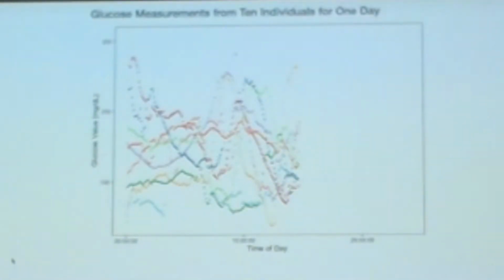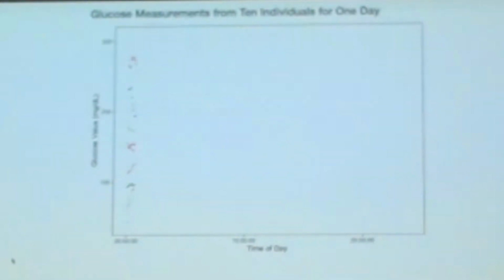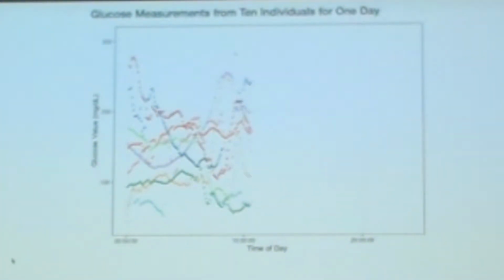If I click on this link, okay, this animation is showing you the glucose values being recorded over the course of a day for 10 different individuals. So you can see how if you have studies that go for a large number of individuals and maybe over weeks or months, the amount of data is going to accumulate very quickly.